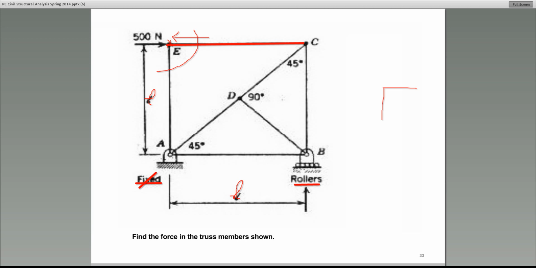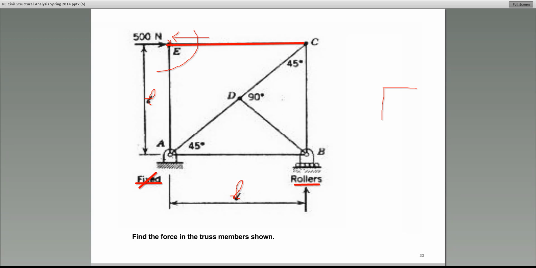Next, I want you to please help me. What is the force in member AE? AE is the vertical member. What's the force in member AE? Okay. Matthew, Christopher, Jeremy, and several others are saying 0. You're correct. The member AE is a 0 member.